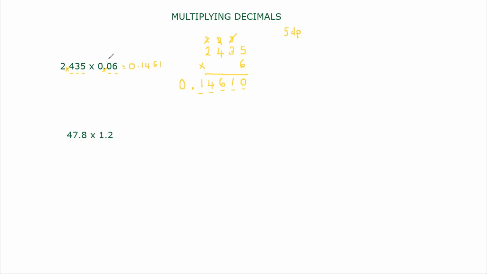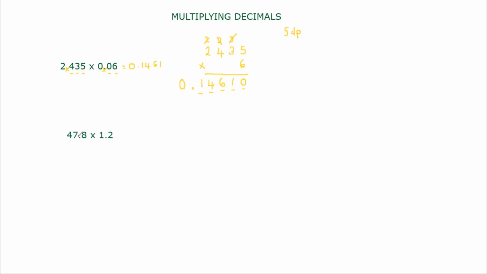Now you'll notice that when you multiply with a decimal less than 1, so a decimal that is smaller than 1, your answer will actually be smaller than what you started with. Okay, so that's something to be aware of as well. Now let's come down and have a look at the second sum. So we have 47.8 times 1.2.